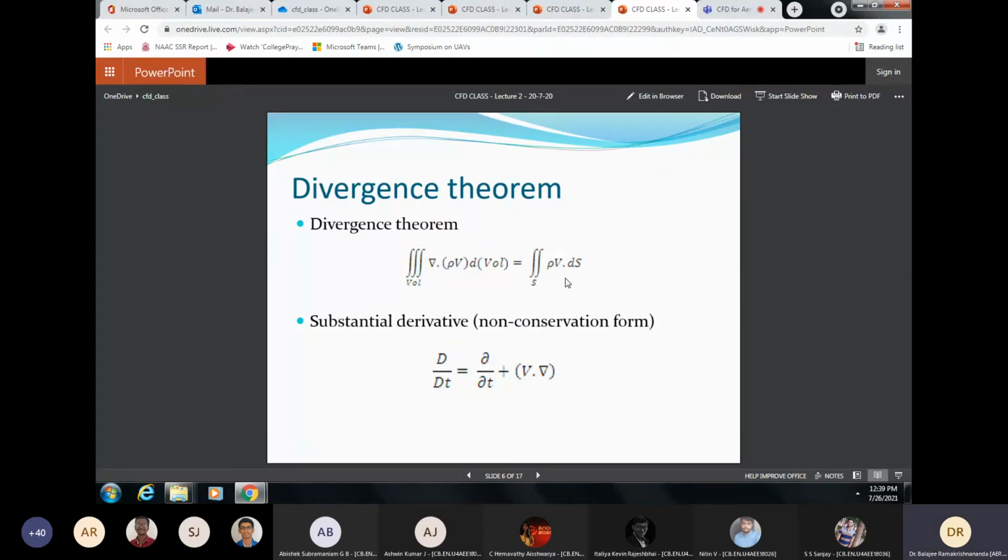Another definition is substantial derivative. It is used mostly in non-conservation form. Capital D by Dt is known as substantial derivative. It is used to express your change per particle, which is dou by dou t plus v dot del. Now, what is the difference between del dot v and v dot del?